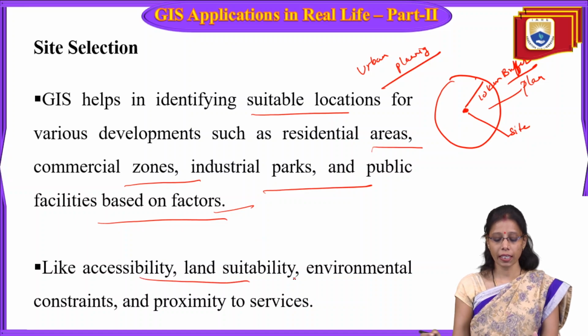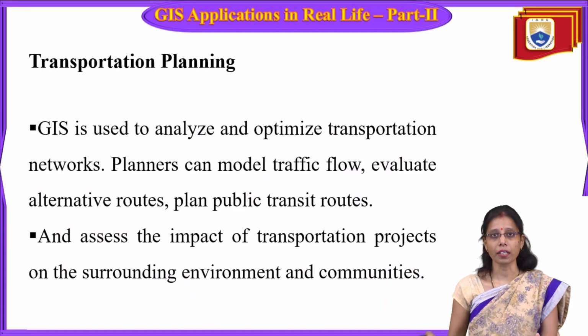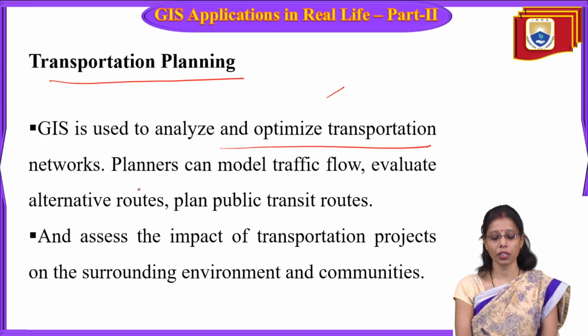So like accessibility, land suitability, environmental constraints, and proximity to the services provided. Next, transportation planning. We will talk about how transportation planning is helpful, how GIS is helpful in transportation planning. So GIS is used to analyze and optimize transportation networks. Planners can model traffic flow, evaluate alternative routes, and plan public transit routes.